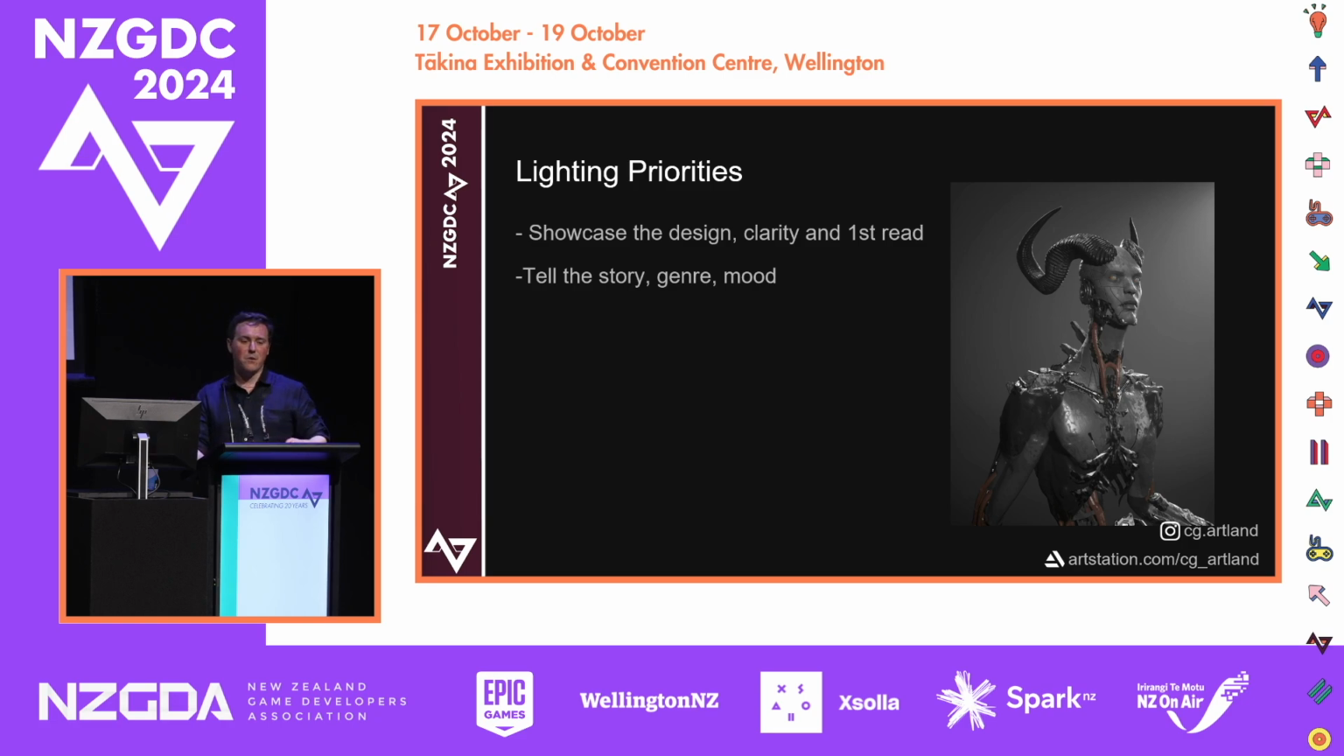And the last note on the rendering is thinking about lighting. So cinematic lighting often obscures the subject or hides pieces of information. So the number one priority is to showcase the design and be clear of what's in the image, what the person's looking at. The second priority is the genre and the mood. So if you're doing something for horror, you might want to pick lighting choices evocative of that, and so forth.